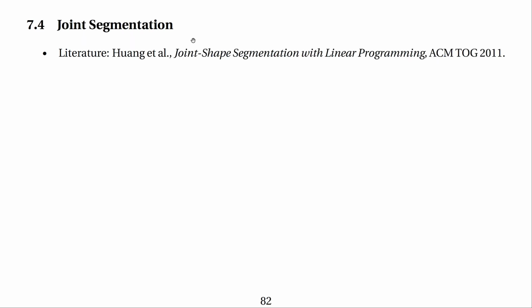Joint segmentation is a nice example that is presented in this paper, and I like this example for the fact that it does some quadratic programming without being directly related to the quadratic assignment problem. So it's a nice example for another type of quadratic programming formulation.